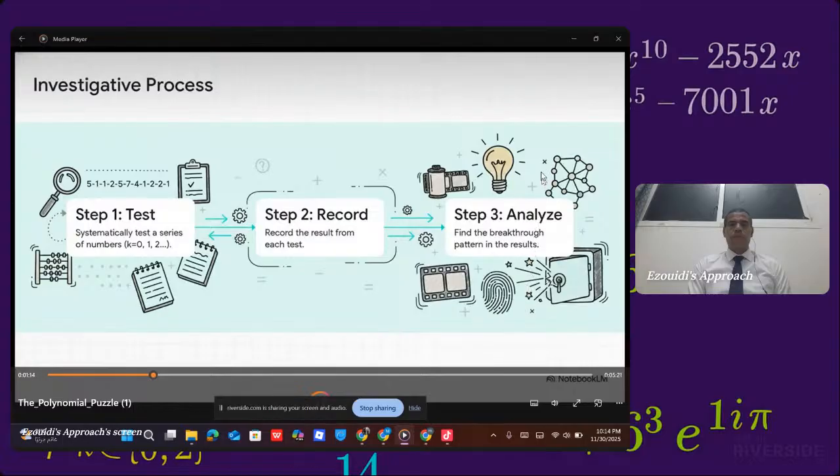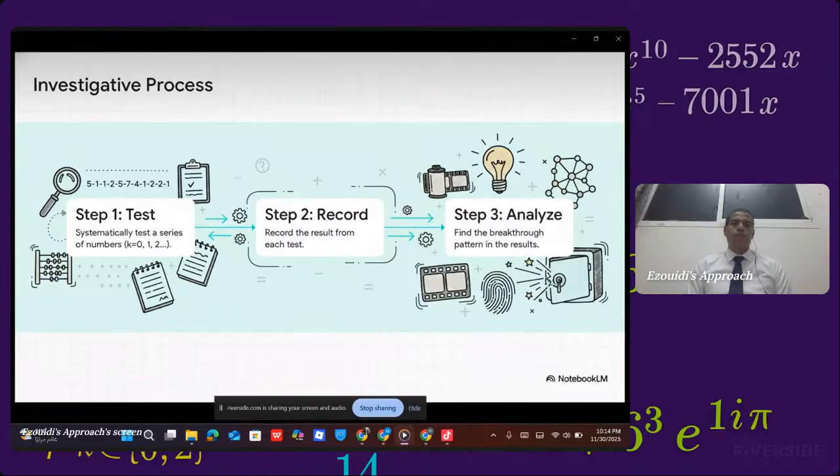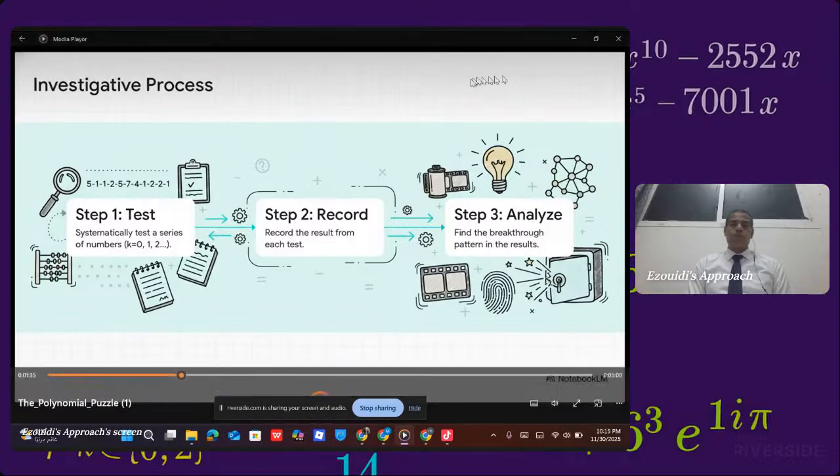So, how does this dusting for fingerprints actually work? Well, it's a pretty straightforward three-step process. First, we're going to run a series of simple tests on our equation, just using basic numbers starting with 0. Step 2, we write down everything we find, every little result. And step 3, and this is the big one, we look at our notes and find the breakthrough pattern that's going to crack this thing wide open.